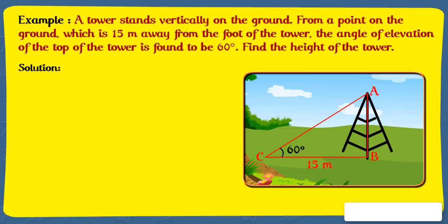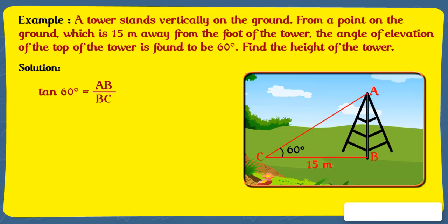Solution. First, let us draw a simple diagram to represent the problem. Here, AB represents the tower, CB is the distance of the point from the tower, and angle ACB is the angle of elevation. We need to determine the height of the tower, that is AB. Also, ACB is a triangle right-angled at B. To solve the problem, we choose the trigonometric ratio tan 60 degrees, as the ratio involves AB and BC.